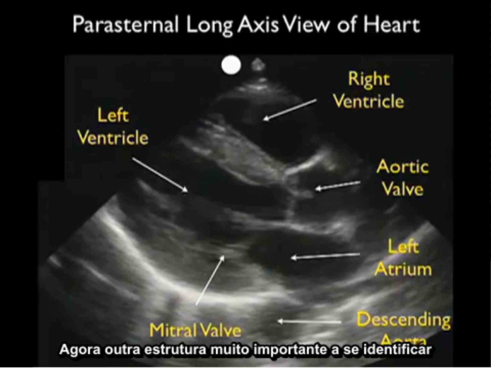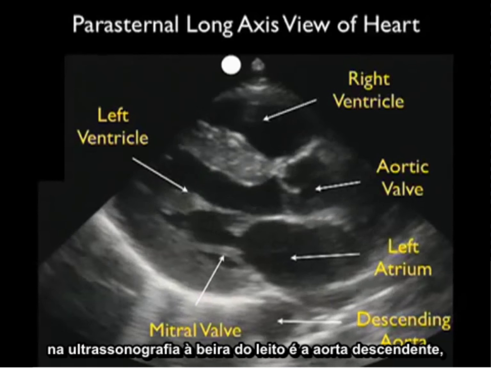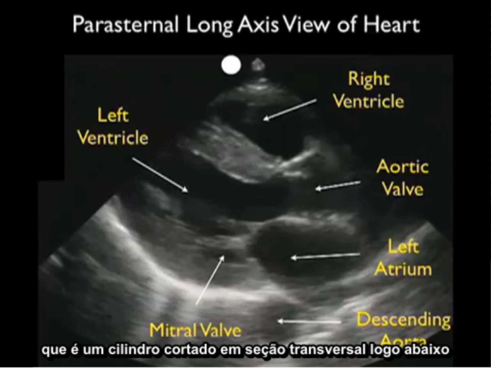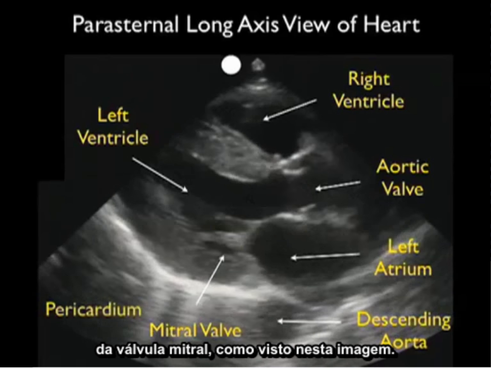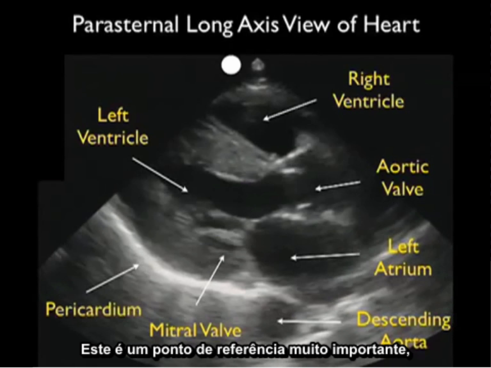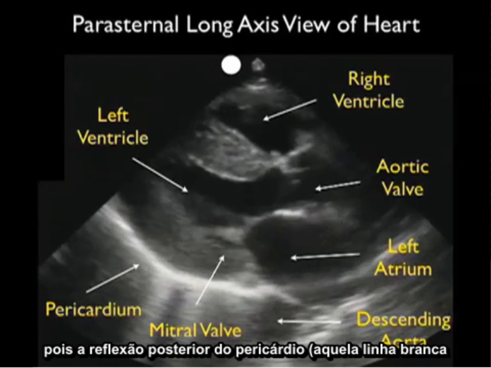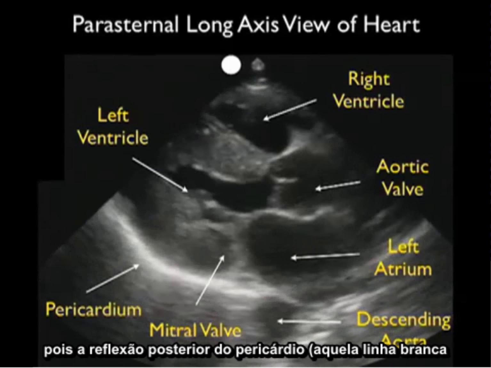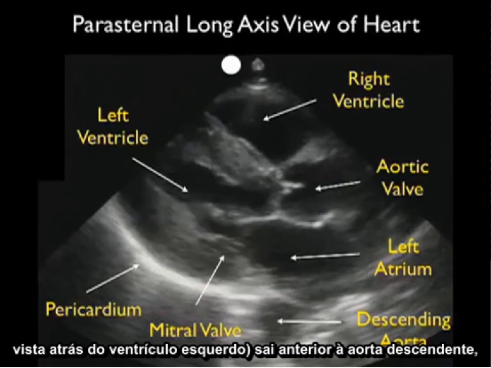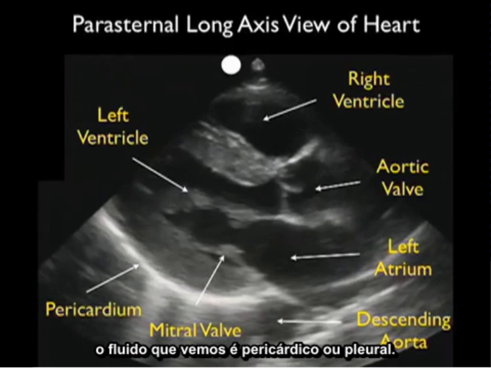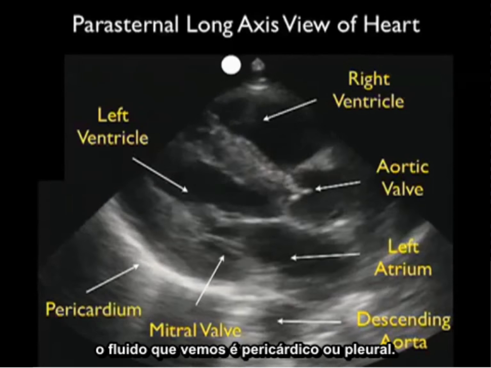Now another very important structure to identify on bedside sonography is the descending aorta, which is a cylinder cut in cross-section right below the mitral valve as seen in this image. This is a very important landmark because the posterior pericardial reflection, that white line seen posterior to the left ventricle, comes off anterior to the descending aorta. This allows us to tell if the fluid that we see there may be pericardial or pleural.